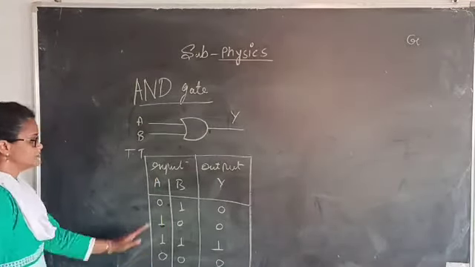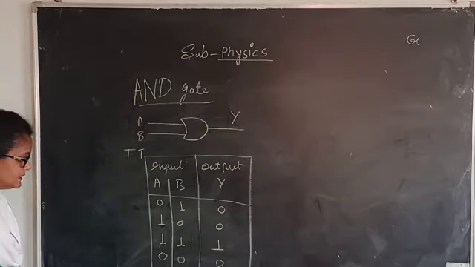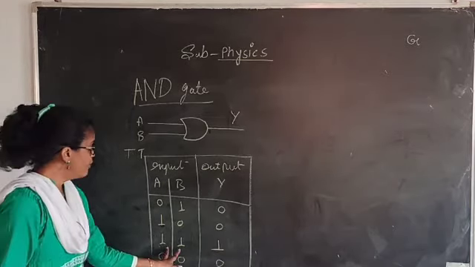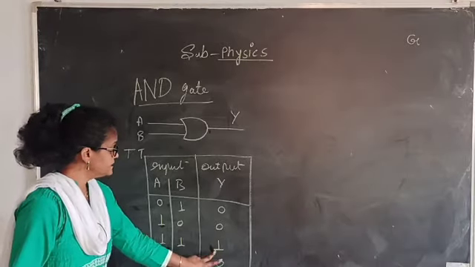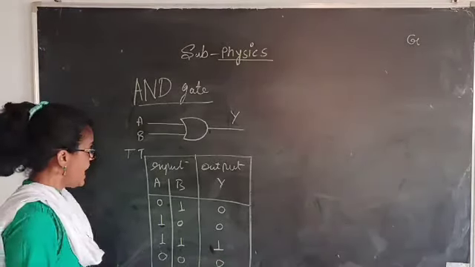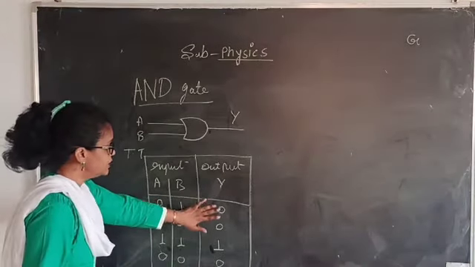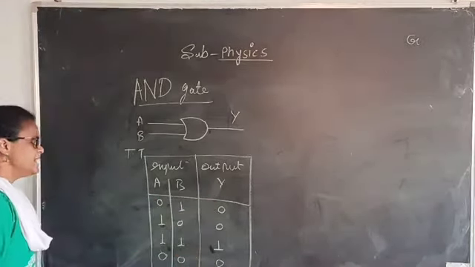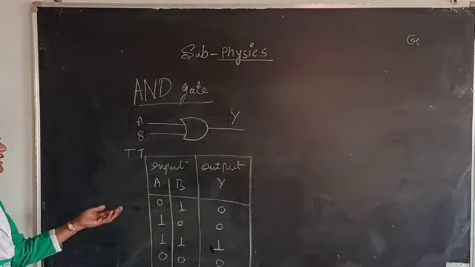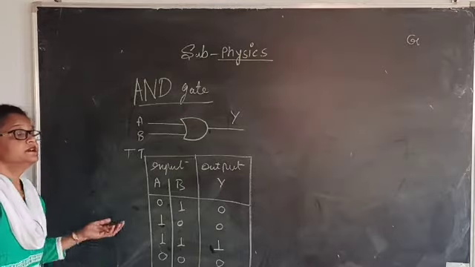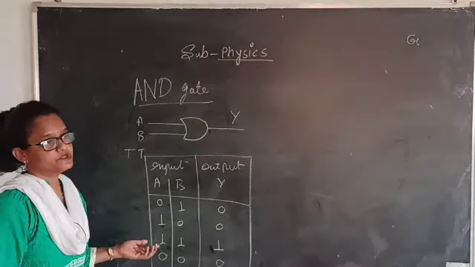So from this truth table, it is quite clear and we can conclude that if both the inputs are high, then and only then the output will be high. Otherwise, in the remaining cases, you get the output low. Even if any one of the inputs is low, the output will be low. And the output is high when both the inputs are high.